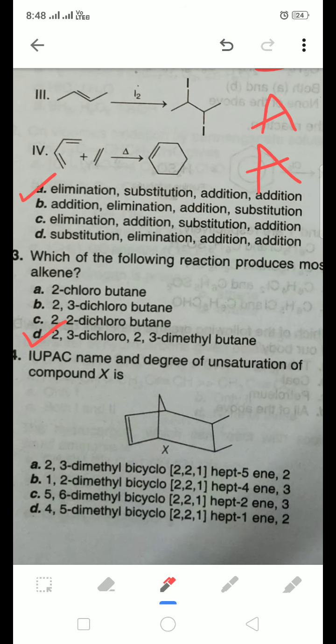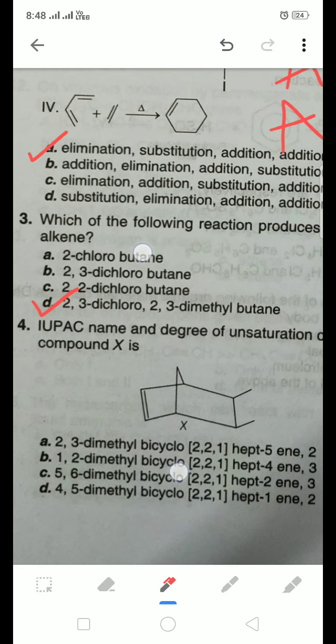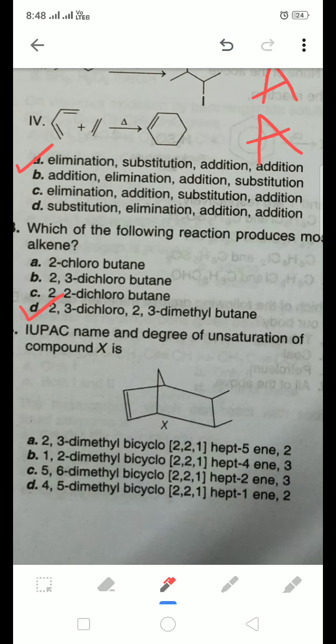Now this is a quite good question, the fourth question. It's quite hard also, not a 2-minute one. Okay, so the IUPAC name and degree of unsaturation of compound X is. So the main thing here is to see which should be given more preference, the bridgehead carbon or the double bond. Well, the answer is surprising, the priority is more to the bridgehead carbon.